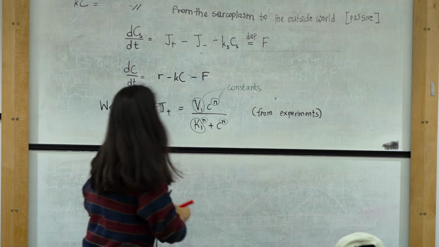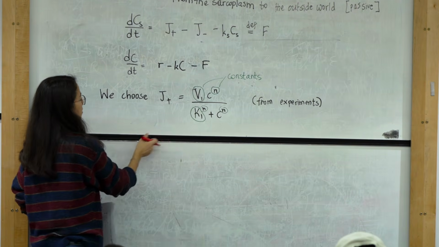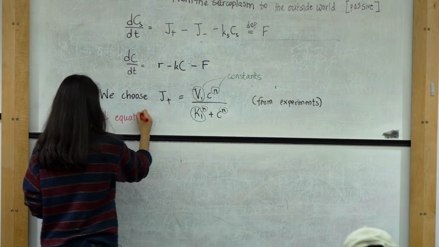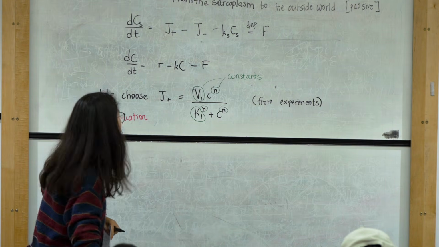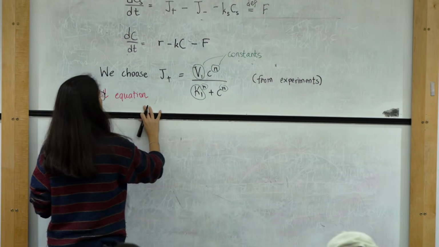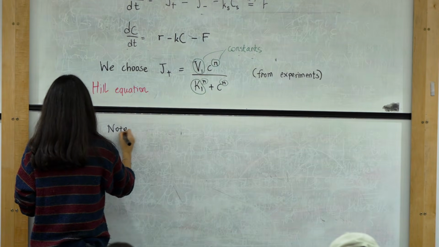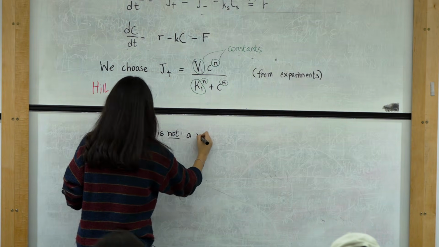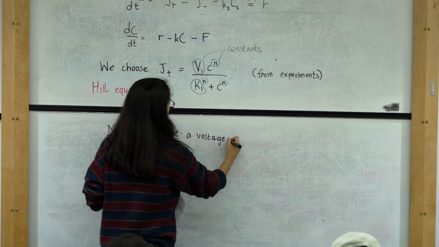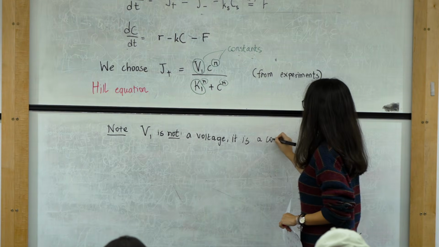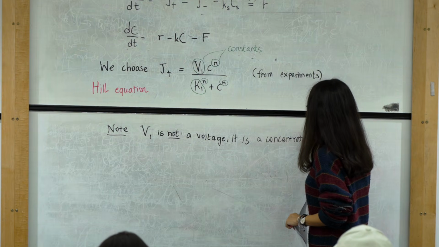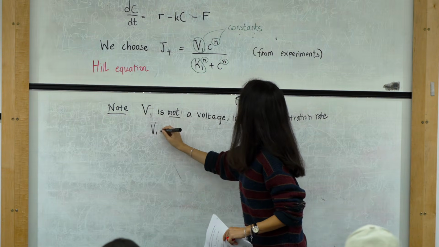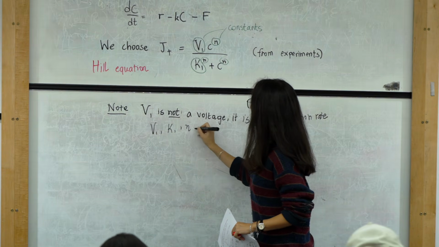And this thing, if you remember when I did the Hill equation in the first class, is of this form. So this is a Hill equation. This V1 is not denoting a voltage like we were doing in the previous lectures. It is a concentration rate. And V1, K1, and N are all just numbers.